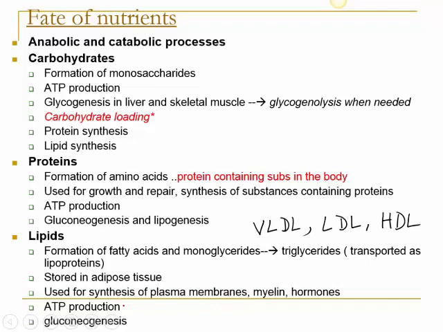And then fat is also a very good source of ATP production. Any excess fat is converted into glucose through gluconeogenesis, and through that route also you could produce ATP.